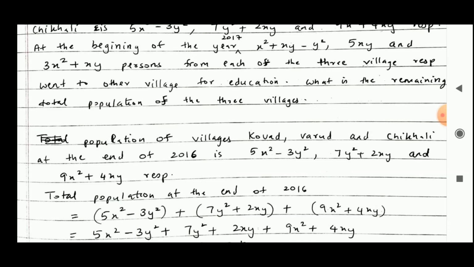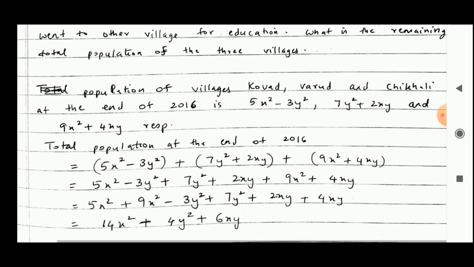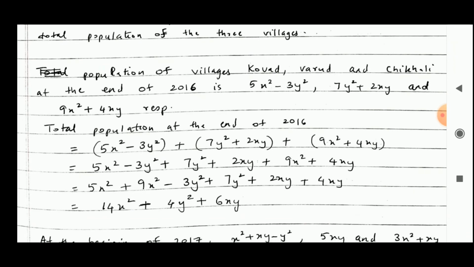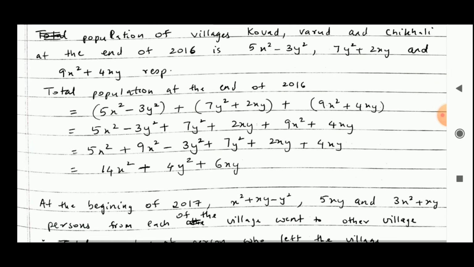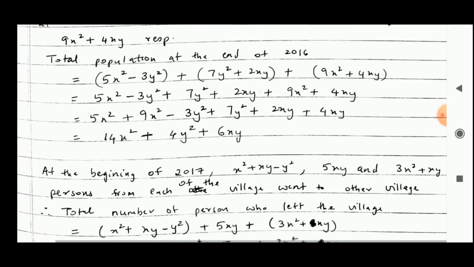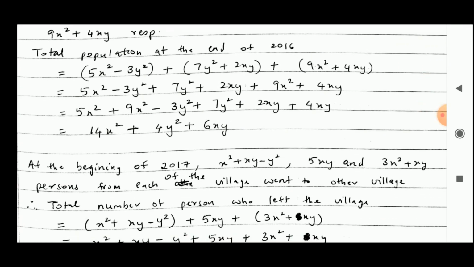Now population of the three villages is given. So total population at the end of the year will be, take the sum of the three populations, and that is 14x square plus 4y square plus 6xy.